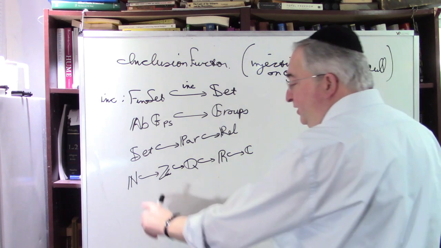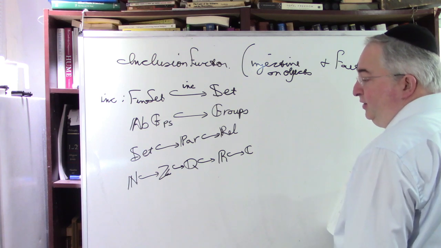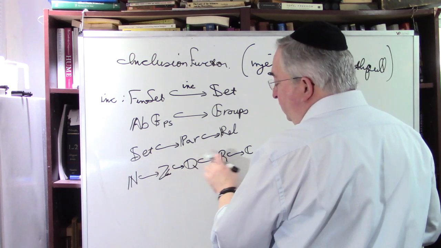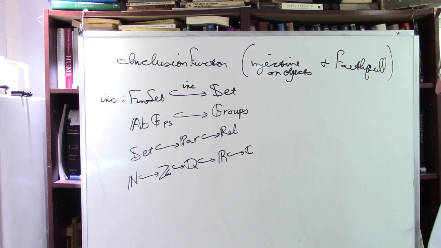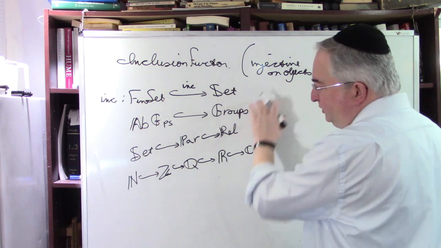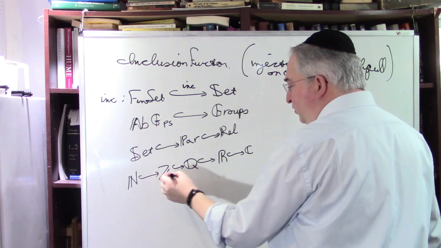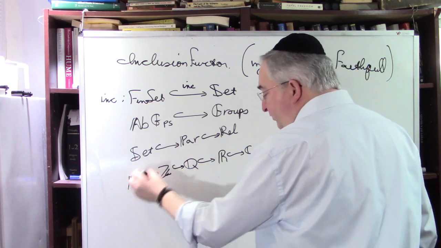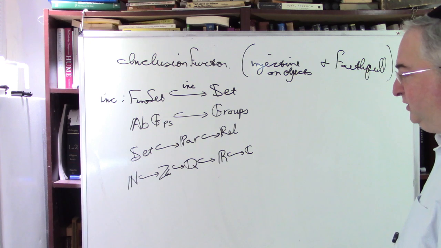The objects include into each other. There's only one morphism between any two objects here, so it's hard to talk about faithful, but anyway they are faithful. So it's an inclusion on objects. This is relatively small compared to this. These are all countably infinite. This is uncountably infinite. This is uncountably infinite. That's very nice.